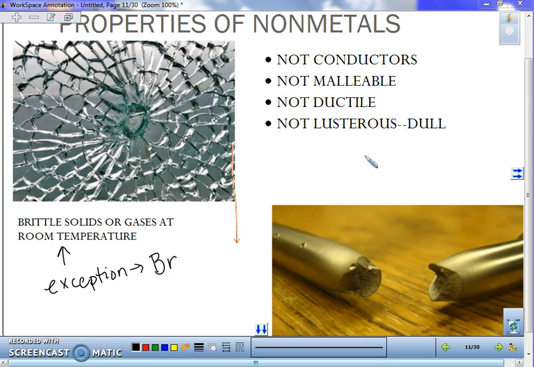Although some of them do have some notable colors, especially the halogens and elements like sulfur, which is yellow, and carbon, which is black. Most of them are going to be brittle solids or gases at room temperature. Again, there is one exception, and that is bromine. Bromine is a liquid.